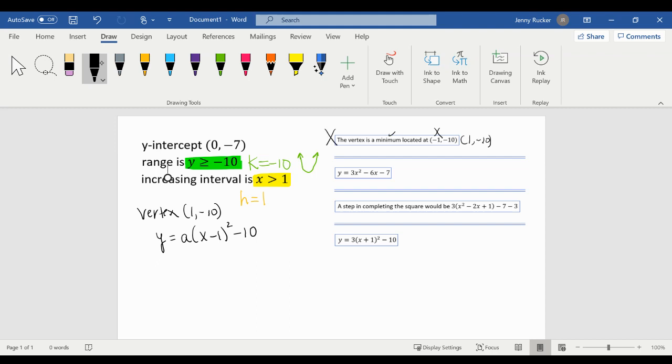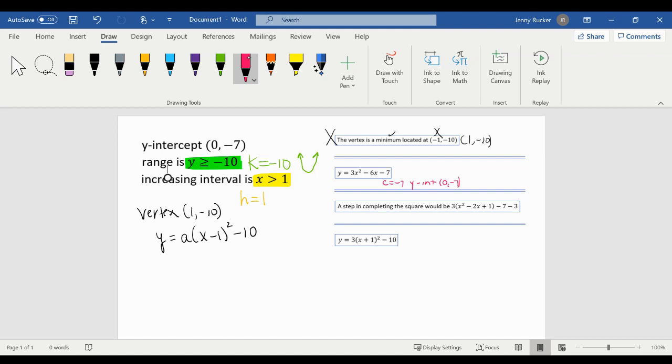I'm given an equation in standard form. I can see that this c value is -7, so my y-intercept is 0, -7. So that could potentially be true. I'm not really sure. I haven't really decided on that one yet.